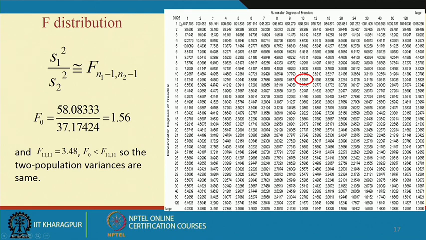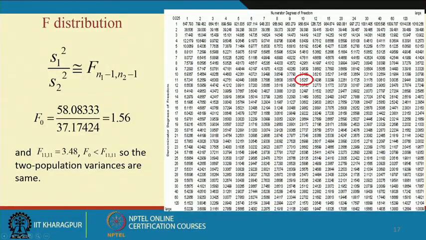Keep in mind that for every probability or level of significance, that is the alpha or alpha by 2 value, the numerator degrees of freedom will be across the columns and the denominator degrees of freedom will be across the rows. As it is 11, you look at the 11th row and the 11th column, because n is 12, so n minus 1 will be 11, not 10. But on the column side in this table, 11 is not available.